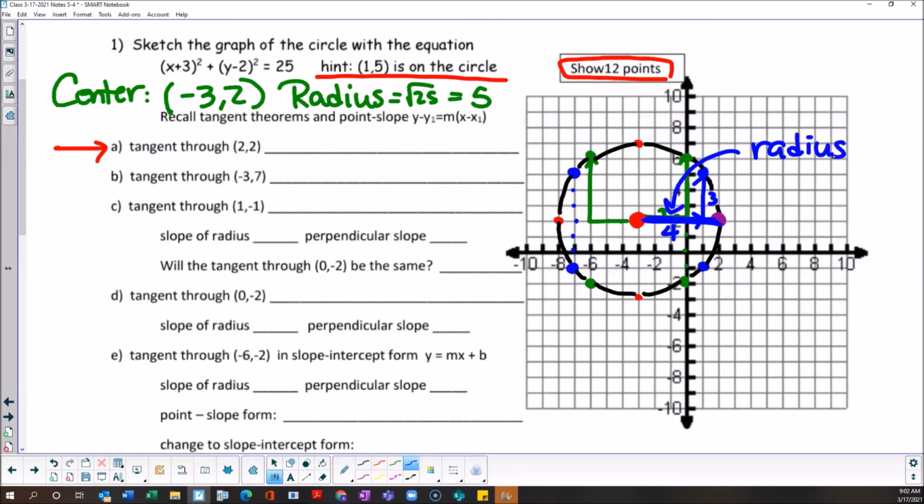What's the slope of the radius if it's horizontal like that? You remember? 0, exactly. The slope of the radius would be 0 there. So I need to find the perpendicular slope, which would be undefined. On this one it should be pretty easy: the perpendicular line makes a right angle, so do you see how it just has to be vertical here? It has to make a right angle there.